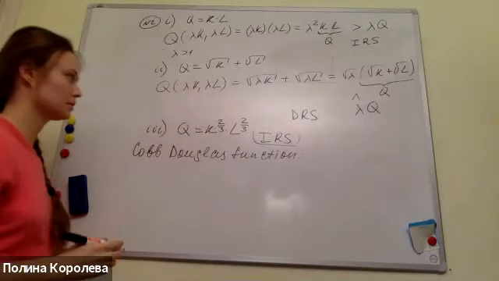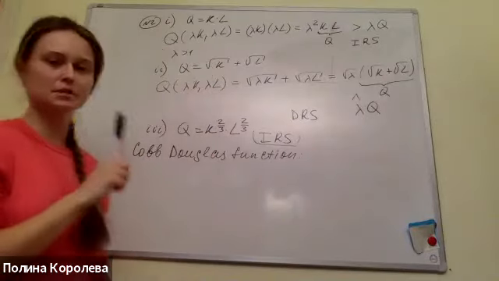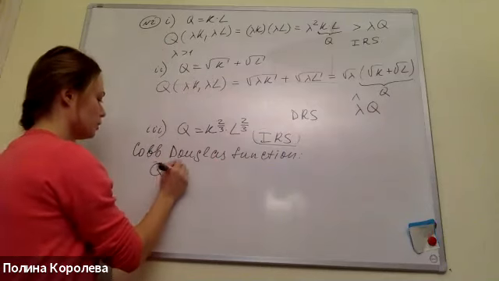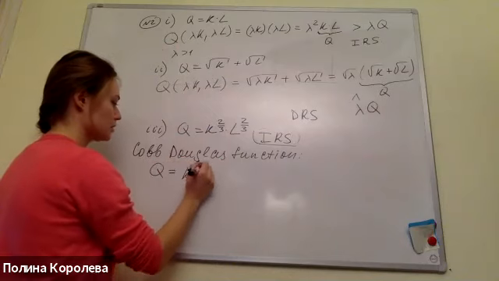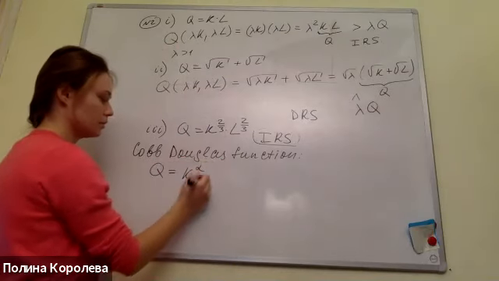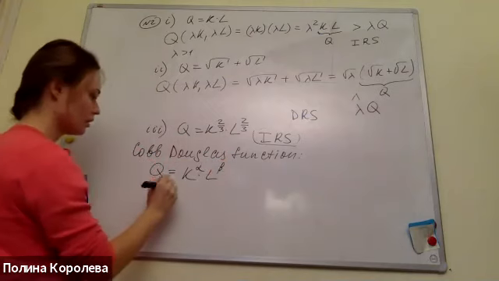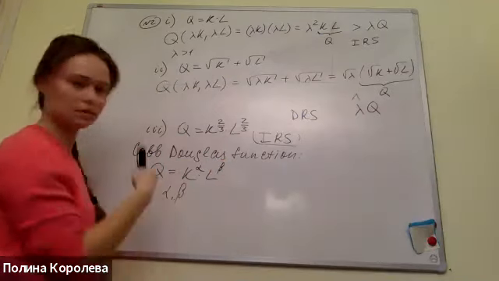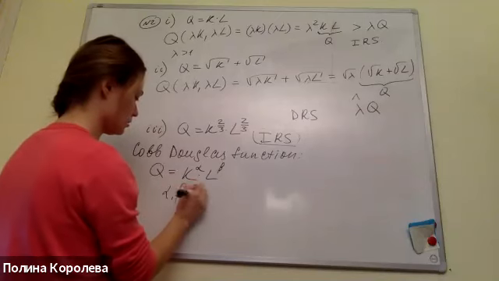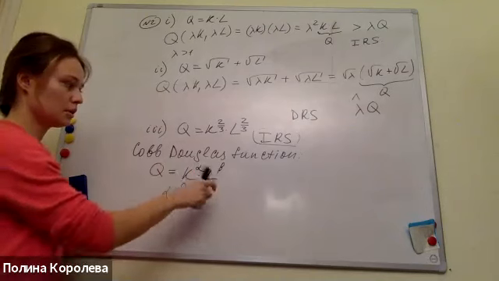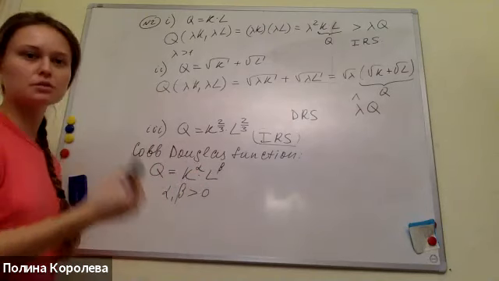The favorite function of economists, because it's easy to calculate and it explains a lot for us. So it will be quantity equals capital to the power alpha multiplied by labor to the power beta, where alpha and beta are degrees, and they are greater than 0. And let's check this in general for returns to scale.